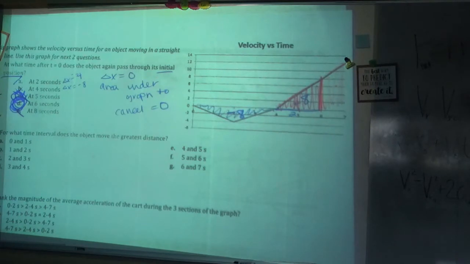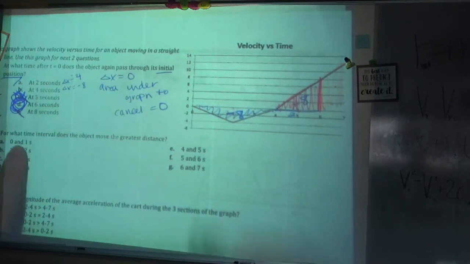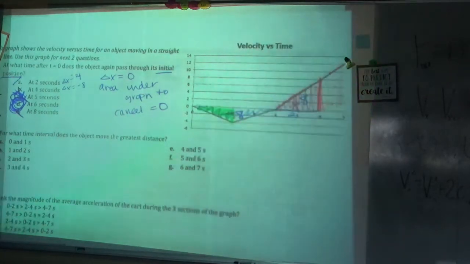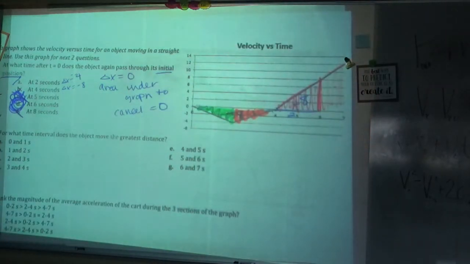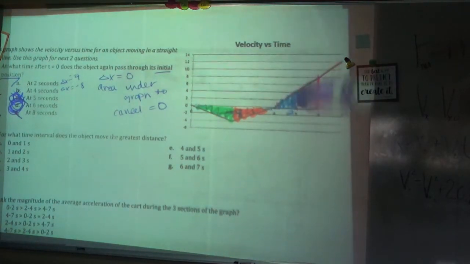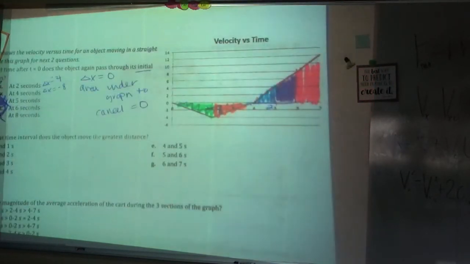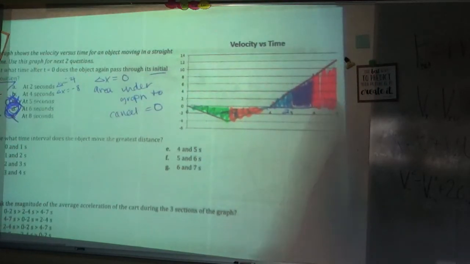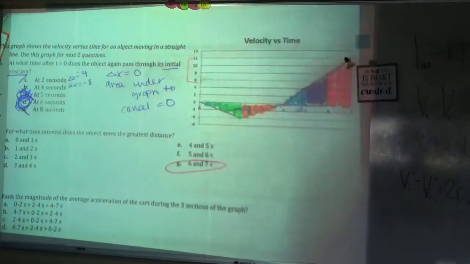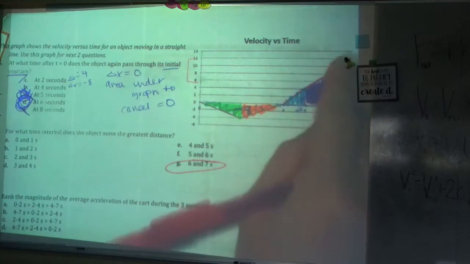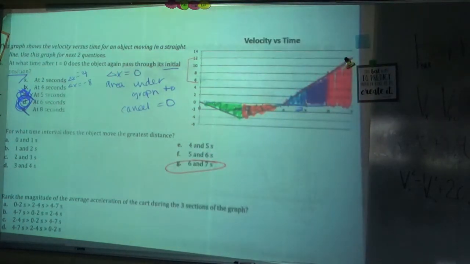The interval in which it moves the greatest distance. So from 0 to 1 second, that would be this distance. From 1 to 2 seconds, that would be this distance. From 2 to 3, that would be this distance. I'm running out of colors. From 5 to 6, that would be this distance. And then from 6 to 7, that would be this distance, this area under the curve. Well, the greatest area under the curve is this pink section, 6 to 7. And 6 to 7 should make sense because it's going at a faster velocity in here. They're all for 1 second, so if I go at a faster velocity, in that 1 second, I travel farther.